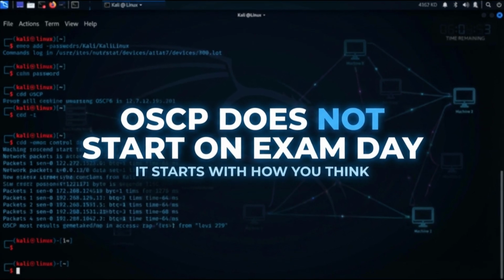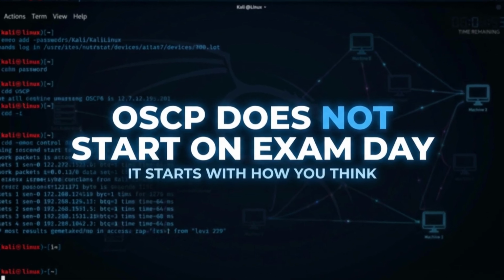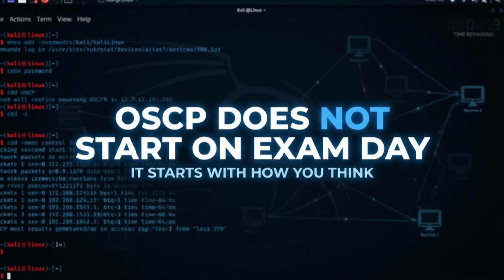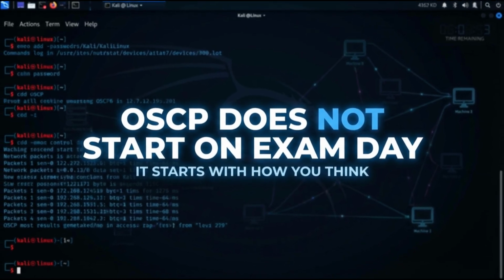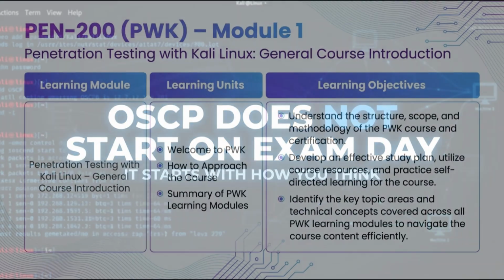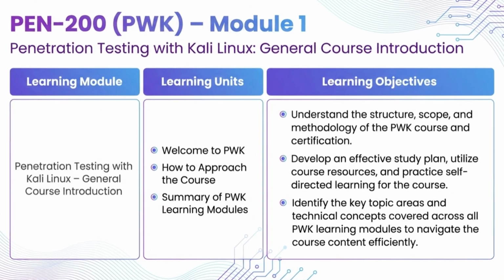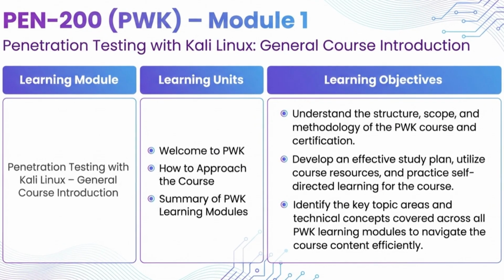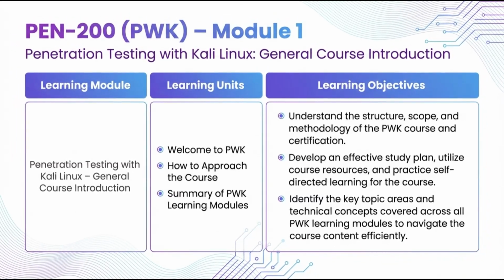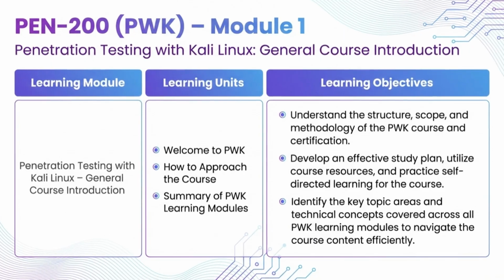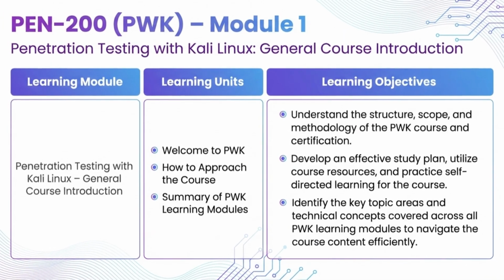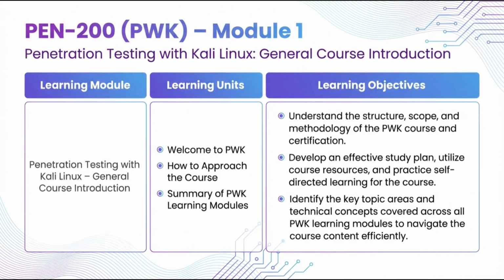Most people see this module and think it's just an introduction, something to skim through, something to finish quickly so they can move on. That mindset is the reason many people struggle later. This first module is where OffSec explains how you were expected to think, how you were expected to learn, and how you were expected to operate throughout the entire course. In this video, we will walk through Module 1 exactly as designed, step by step, using only what is officially listed in the syllabus, and we'll explain it in simple terms for someone who is completely new.